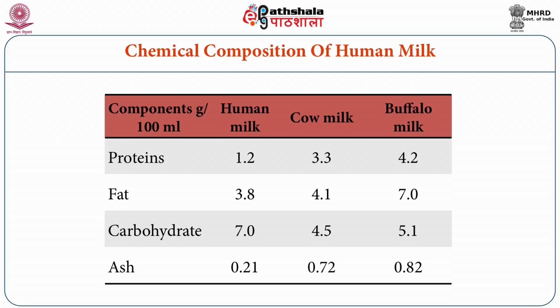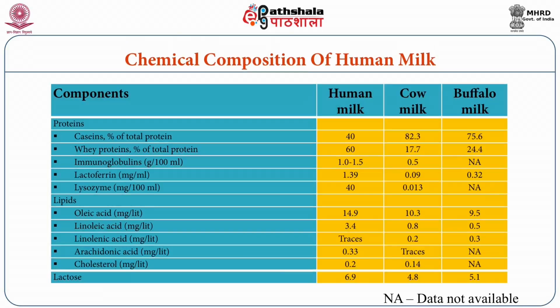The ash content in human milk is very less, since infants have underdeveloped kidneys. The ash content in human milk is 0.21% as compared to 0.72% in cow milk and 0.82% in buffalo milk. In this slide, we can see major differences in the makeup of different constituents of human, cow and buffalo milk.